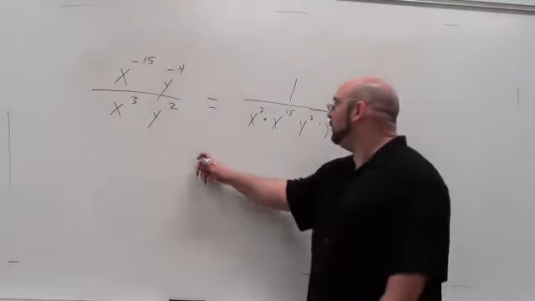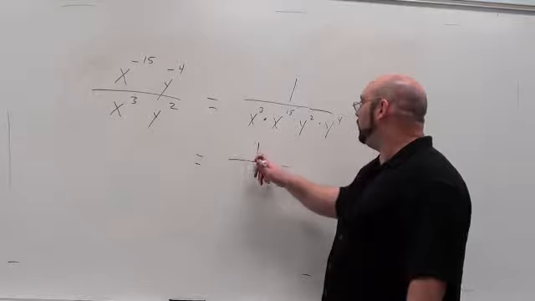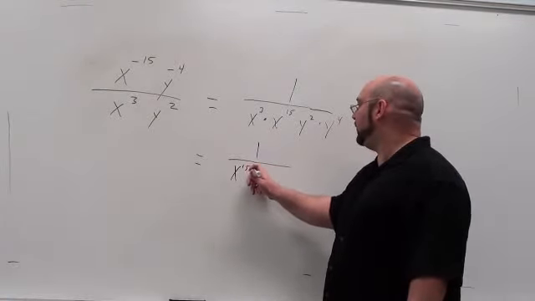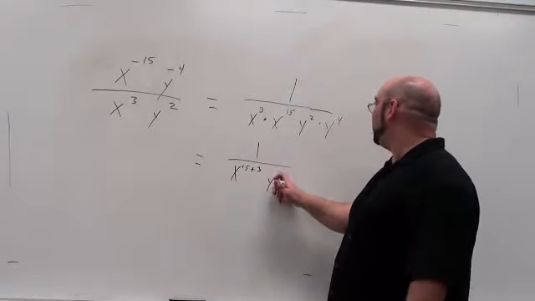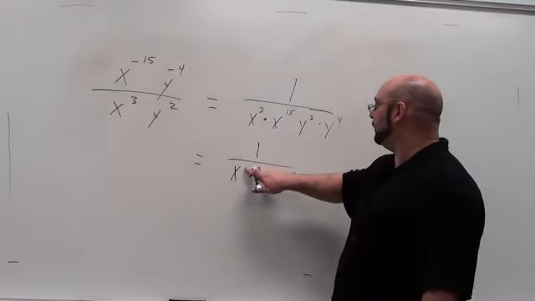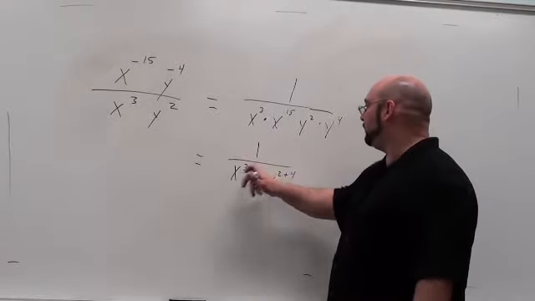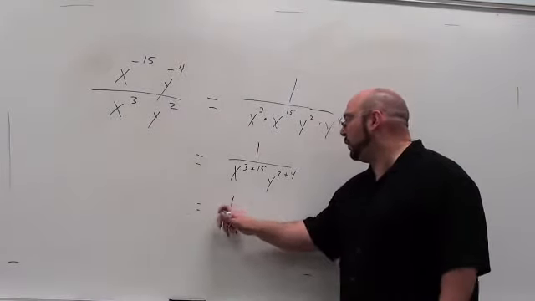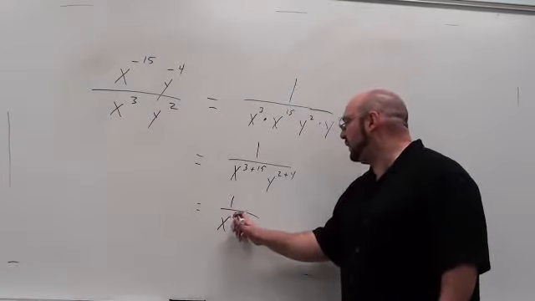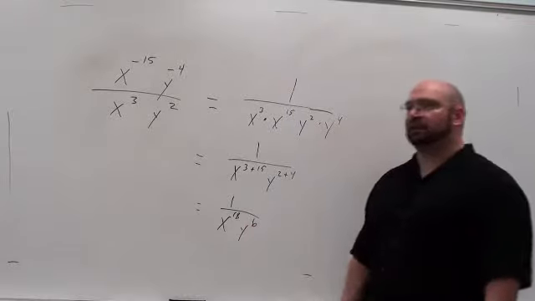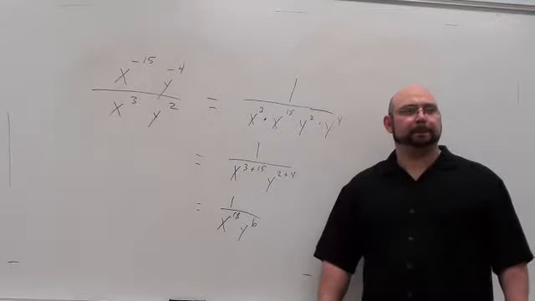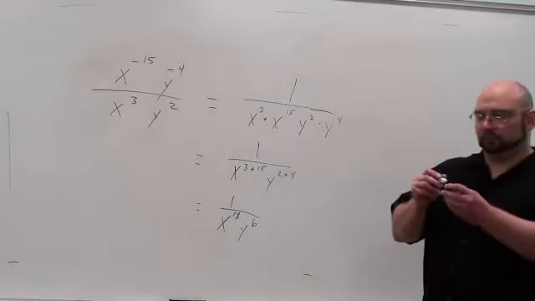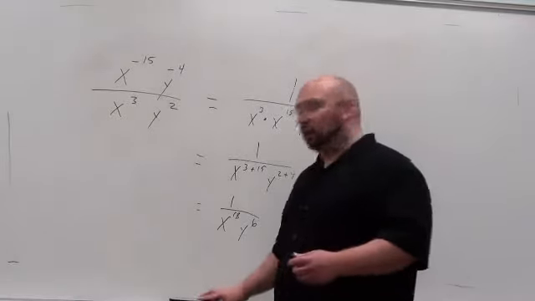All right? So this becomes 1 over x 15 plus 3, y 2 plus 4, well, 3 plus 15. All right? 1 over x to the 18, y to the 6. Just like that. Good to go? All right.